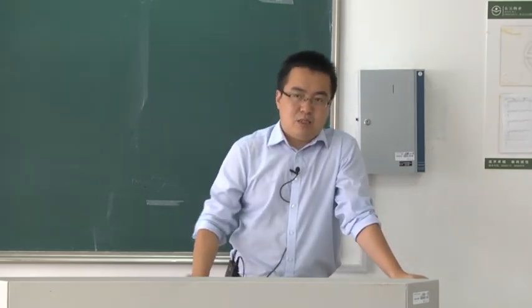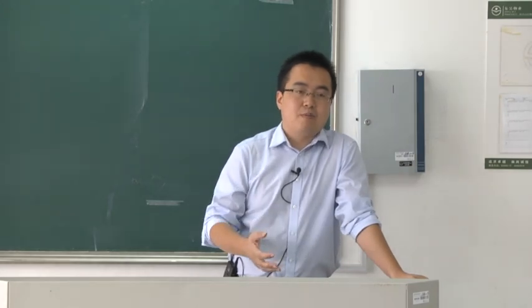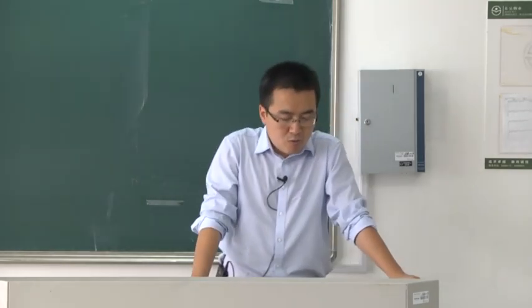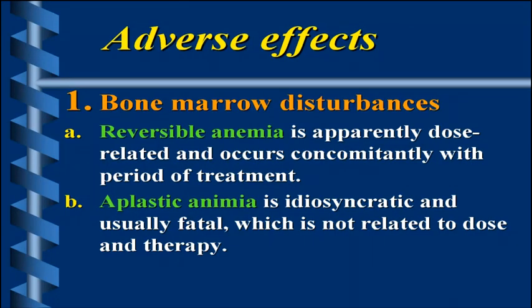Reversible, this means it can be reversed by stopping usage of the chloramphenicol. And what is reversible anemia? Reversible anemia is apparently dosage related and occurs concomitantly with the period of treatment. This is dosage related. So if we decrease the concentration of chloramphenicol, or stop the usage of it, this reversible anemia could be reversed or stopped.